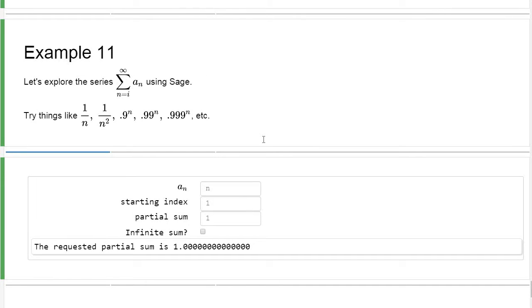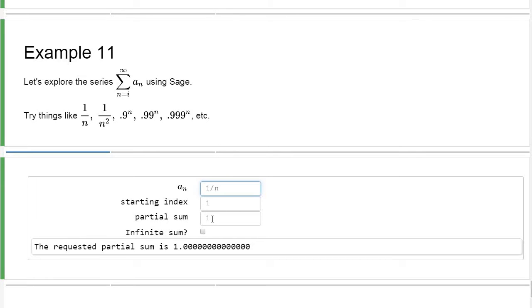I want to explore some various series of this form. So a sub n is going to be the sequence that I'm adding up here in this series. I'm going to let you adjust where the index starts, from i to infinity, depending on where you want to start. Like 1 over n, for example, that can't start at n equals 0. So anyway, this interact is set up, and I'll put 1 over n in there. And I'll start the index at 1.